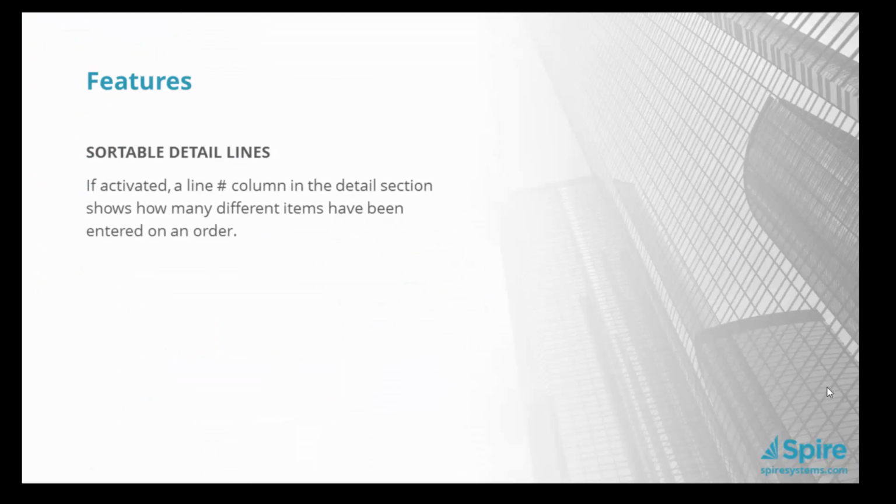Sortable detail lines. If activated at a user level, a line number column in the details section shows how many items are entered on that order, and then the user can sort by each one of those lines within the order, either by part number, description, location in a warehouse, product code, price, or whatever is desired. And then sort back on the line number column to get it back to normal natural order.